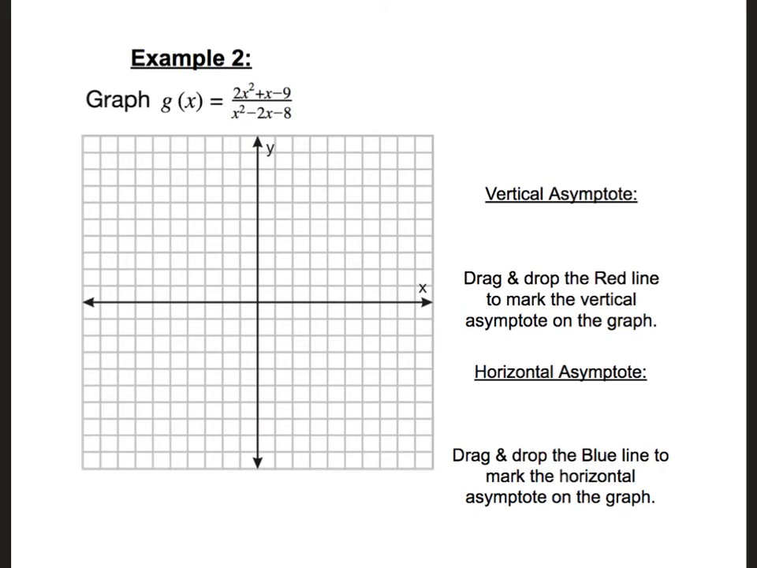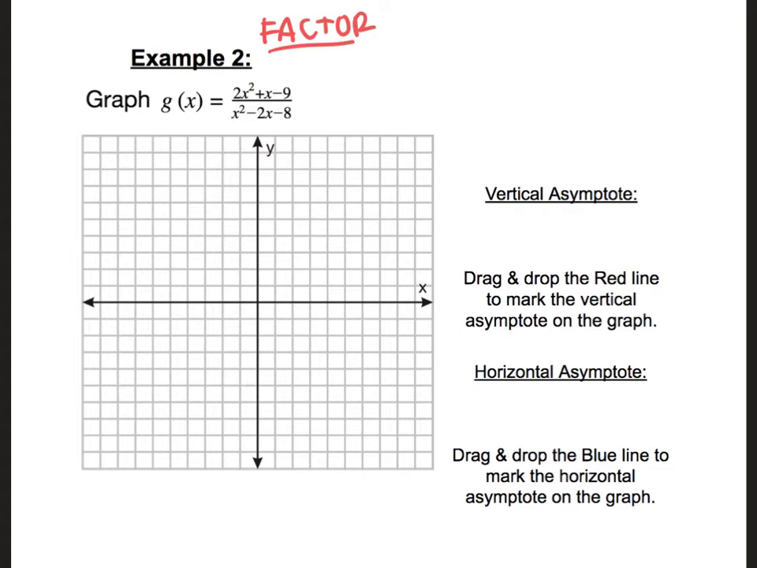All right, welcome to 4-2, day 2, example 2. We are going to start just like we did our last one. We're graphing g of x equals (2x squared plus x minus 9) divided by (x squared minus 2x minus 8). And again, our first step is to factor. We're going to factor the top, we're going to factor the bottom.